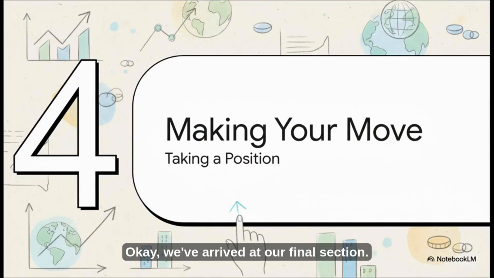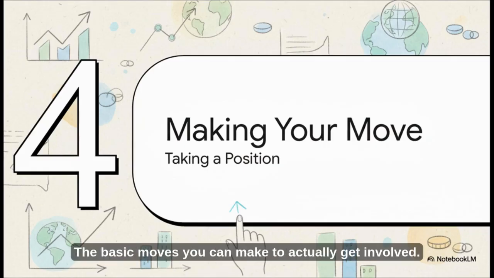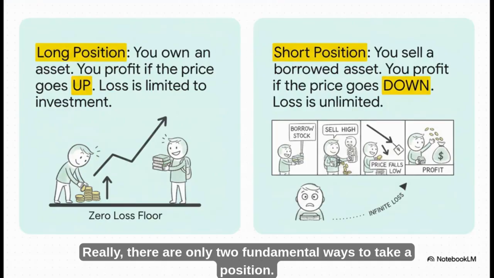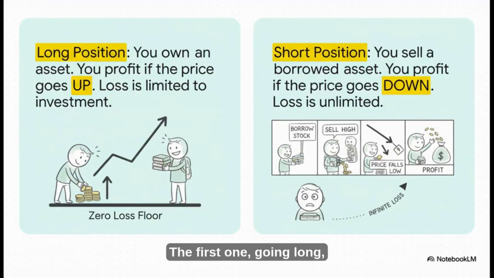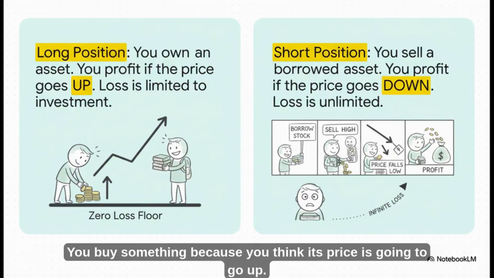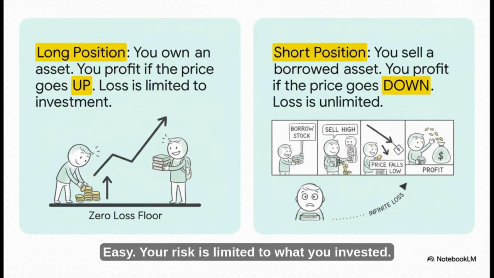Okay, we've arrived at our final section. We've covered the why, the what, and the who, so now let's talk about the how, the basic moves you can make to actually get involved. Really, there are only two fundamental ways to take a position. The first one, going long, is what everyone thinks of. You buy something because you think its price is going to go up. Easy. Your risk is limited to what you invested.